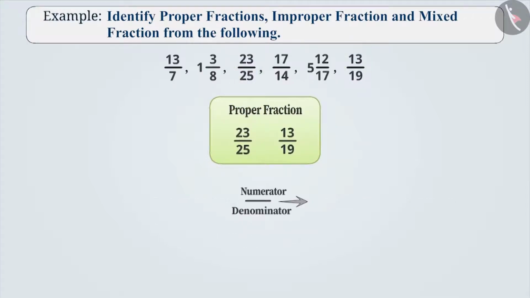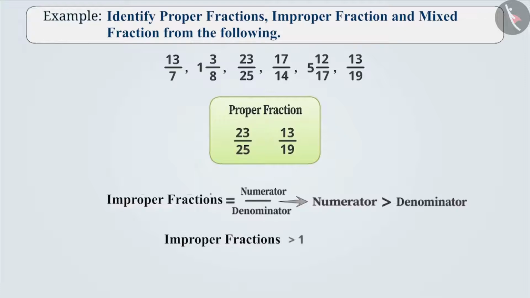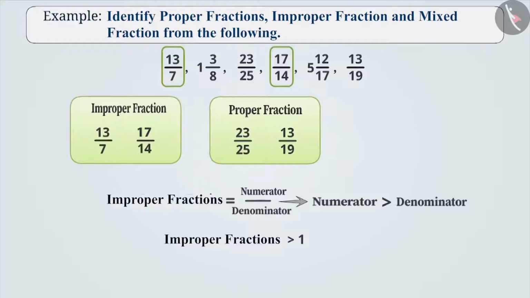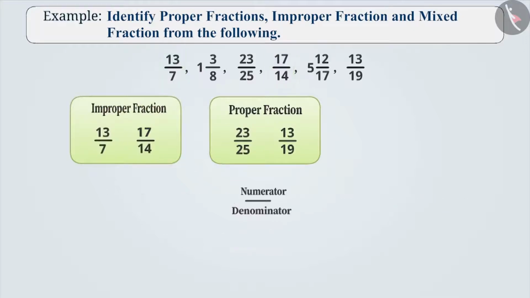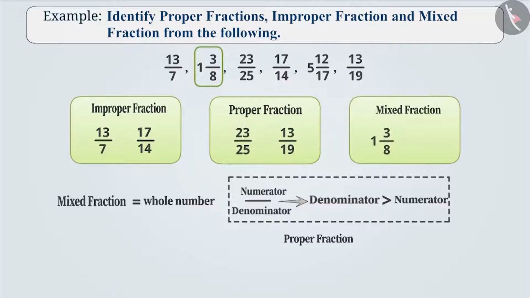Similarly, can you guess the type of fraction when the value of the numerator is greater than the value of the denominator? Think about it. You got it right. Such fractions are improper fractions. The value of this fraction is greater than 1. So, among the given numbers, 13/7 and 17/14 are improper fractions. Similarly, a fraction having a whole number and a proper fraction is called a mixed fraction. Therefore, among the given numbers, 1 3/8 and 5 12/17 are mixed fractions.